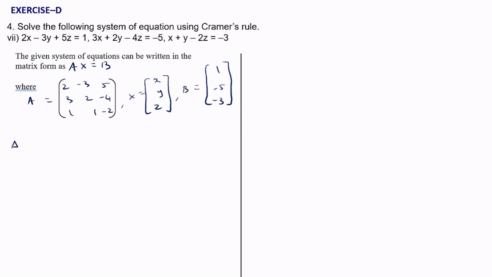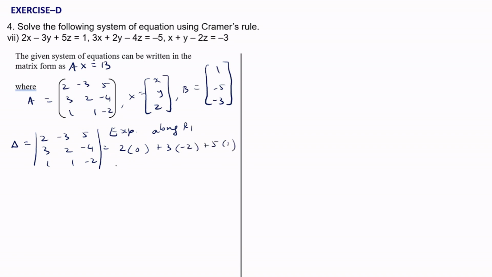So now let us find delta. Delta is the determinant of 2, minus 3, 5, 3, 2, minus 4, 1, 1, minus 2. Same question we have done in the matrix method also. So here let us expand along R1. 2 into minus 4 plus 4, which is 0, plus 3 into minus 6 plus 4, which is minus 2, plus 5 into 3 minus 2, which is 1. So this is minus 6 plus 5, equal to minus 1. This is not equal to 0, so we will have a unique solution.